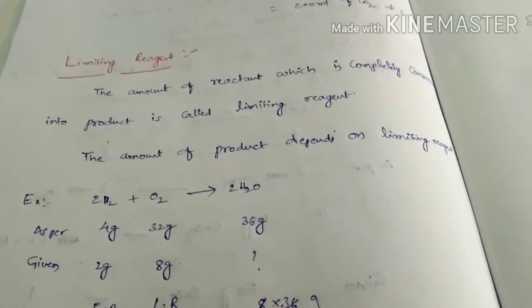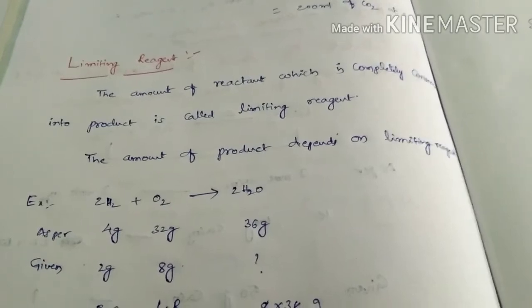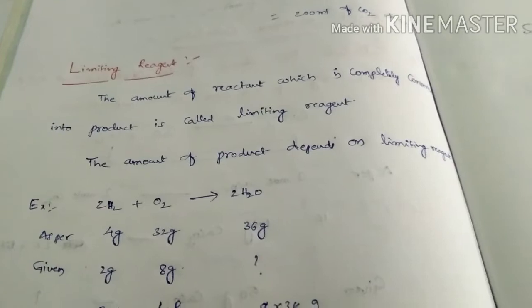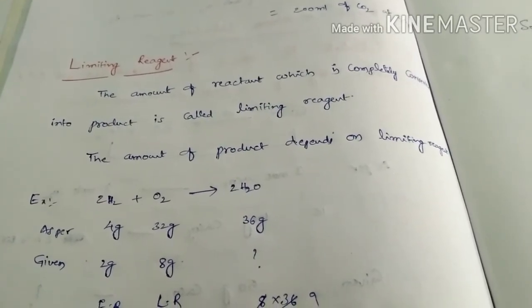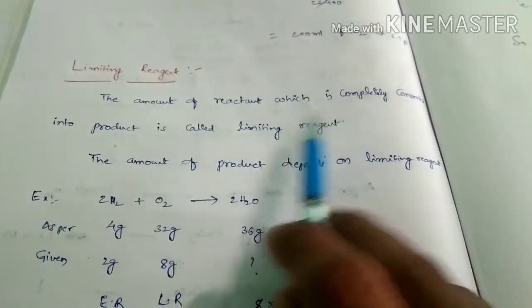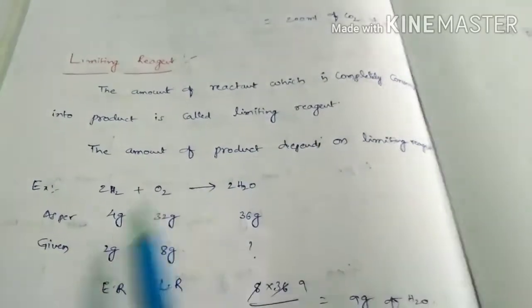Good morning, students. Today's topic is limiting reagent. This is the last topic, and it is a very important and very simple topic. Here the definition is: the amount of reactant which is completely converted into product is called the limiting reagent.